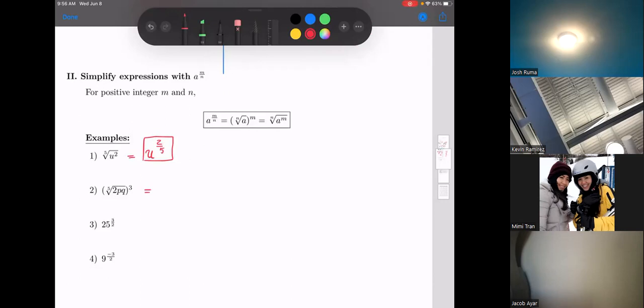What about the second one? Don't think too hard. Just do the first. Could be what? 2p cubed, all of that, to the 3 over 5. And then because there are multiple factors, you distribute. So 2 to the 3 over 5 times p to the 3 over 5 times q to the 3 over 5. And I don't think I can simplify anything, so I stop.